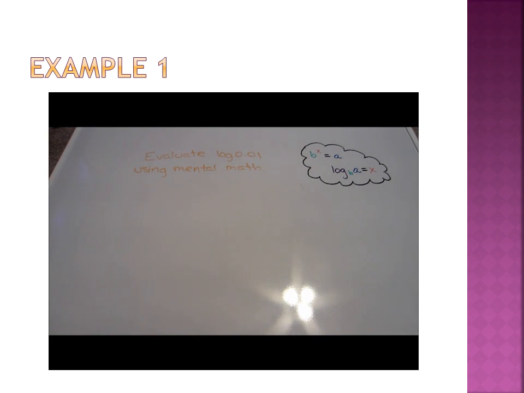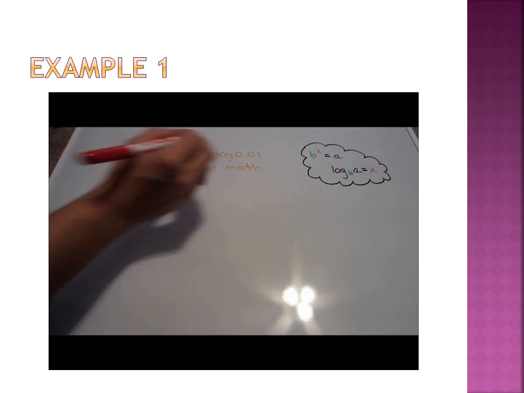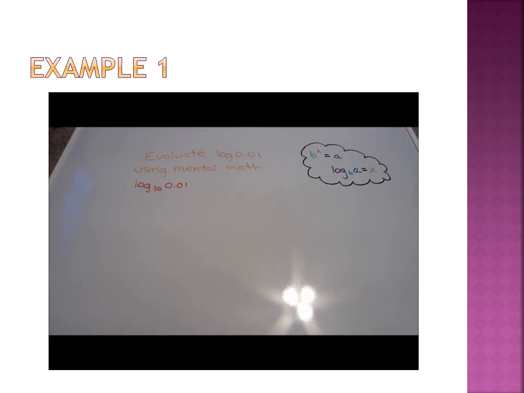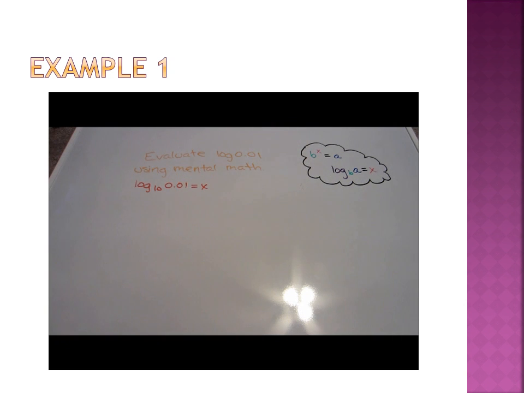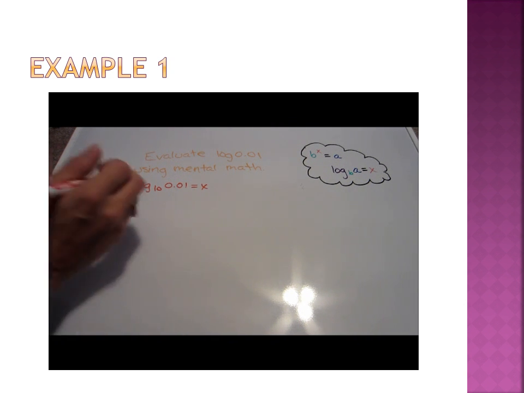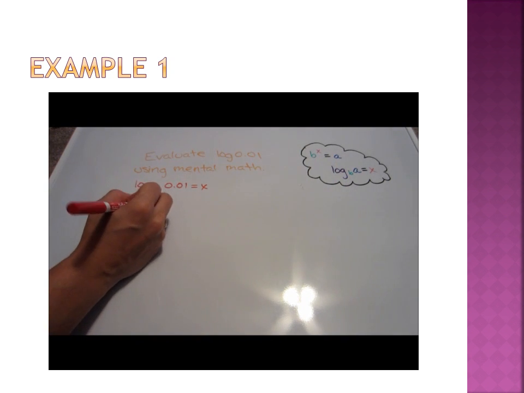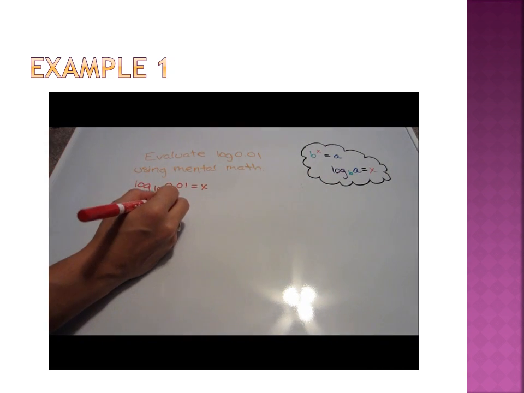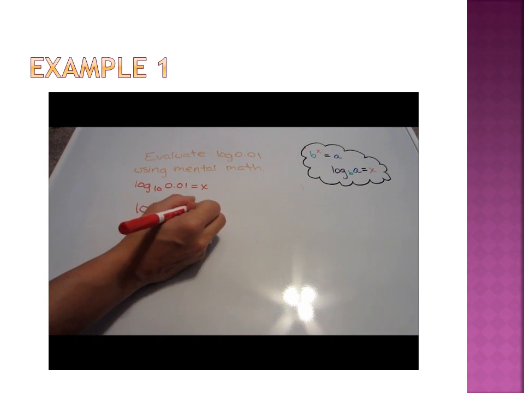Now we're going to try evaluating some logs using mental math. Remember that log with the common base is 10, so this is log base 10 of 0.01. When we don't have the base written, it's log base 10. So we don't know what this is equal to, so let's rewrite it in exponential notation. If we rewrite it using our rules, our base b goes on the bottom, so we have 10. Our exponent comes from this side, so we get 10 to the x is equal to our a, which is 0.01.